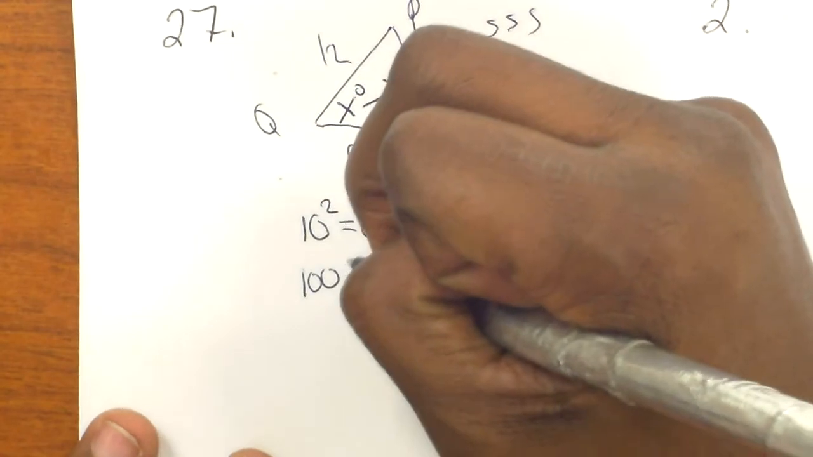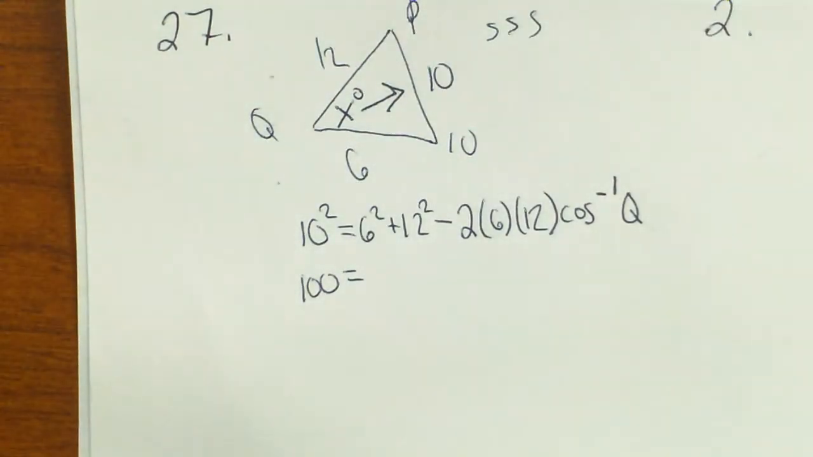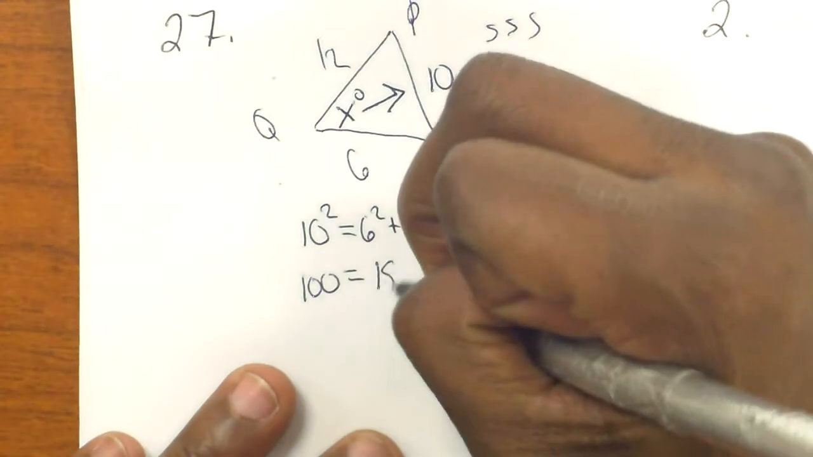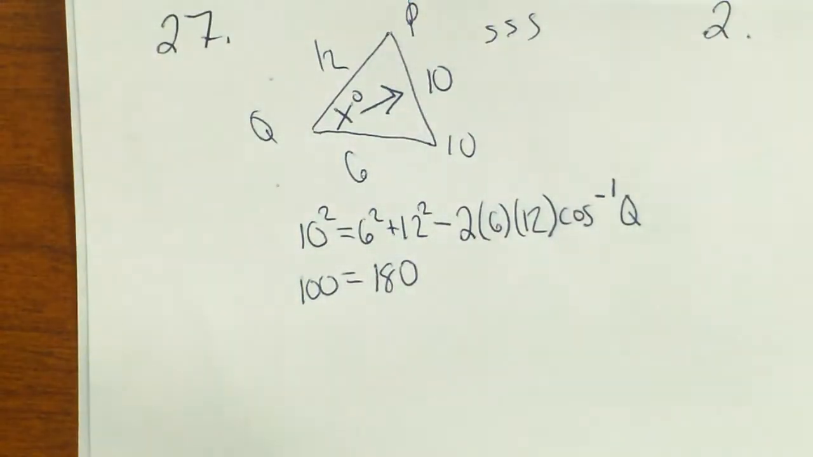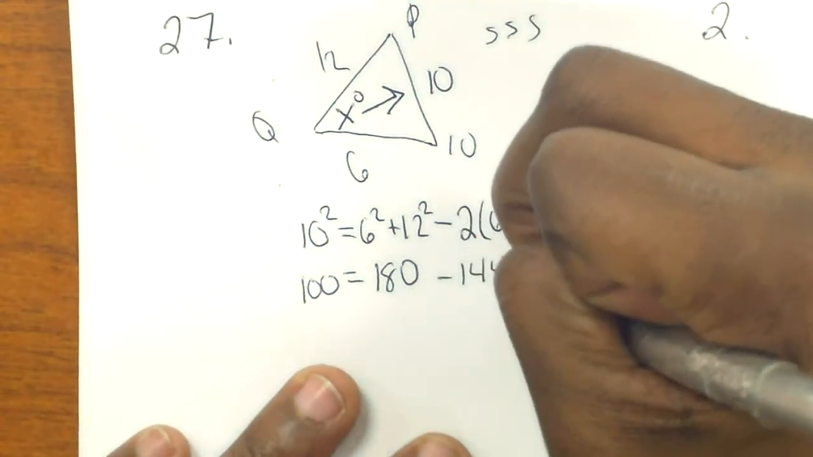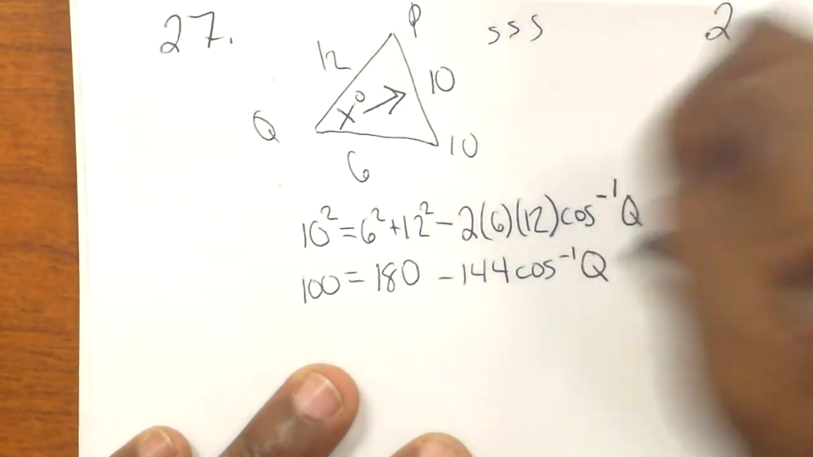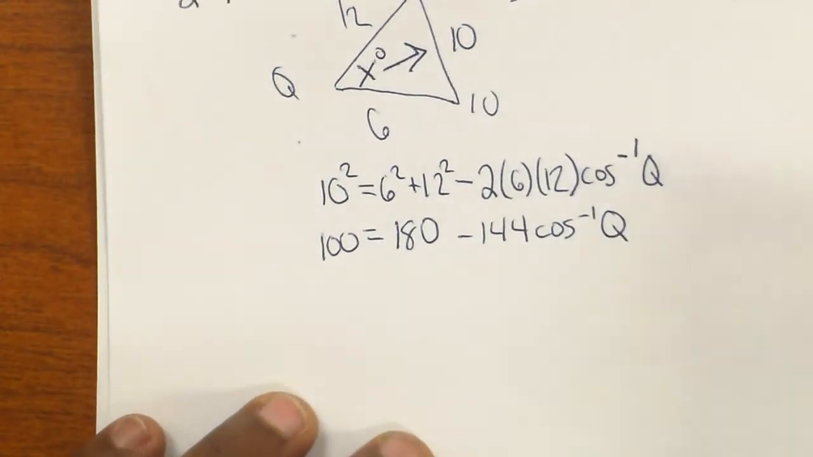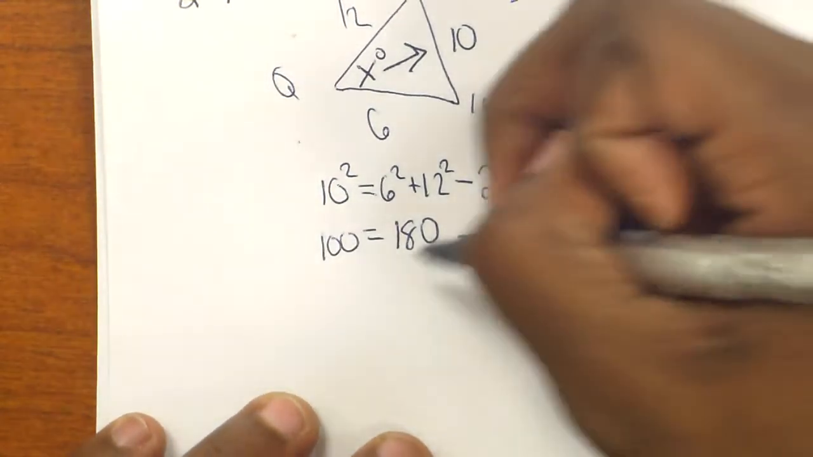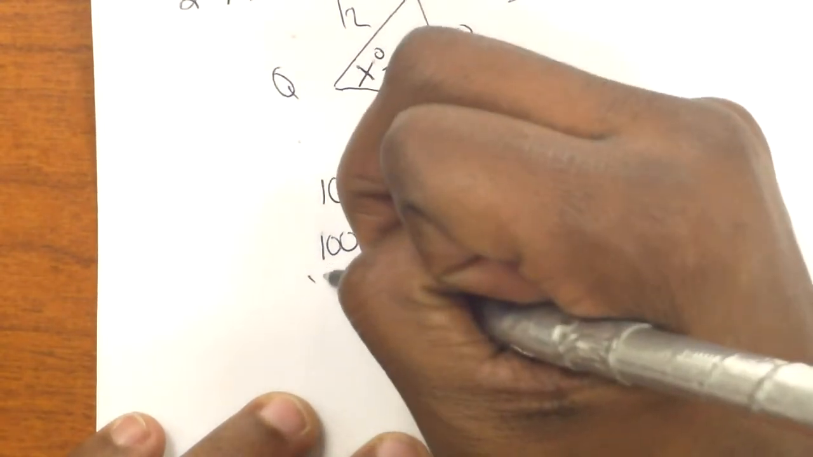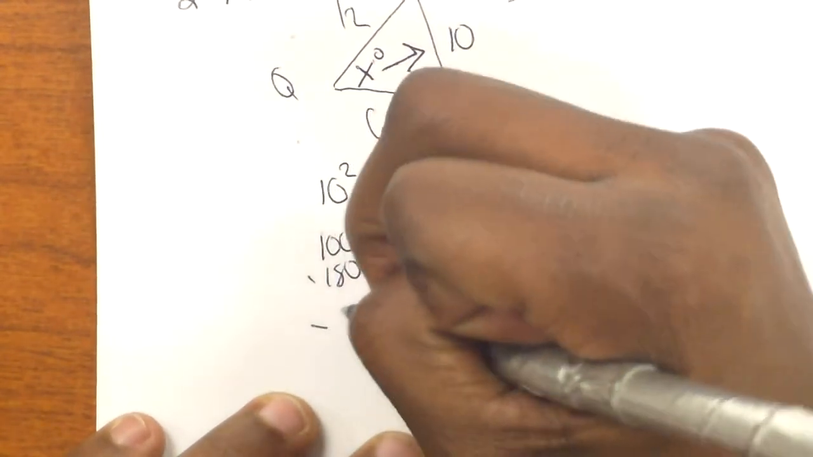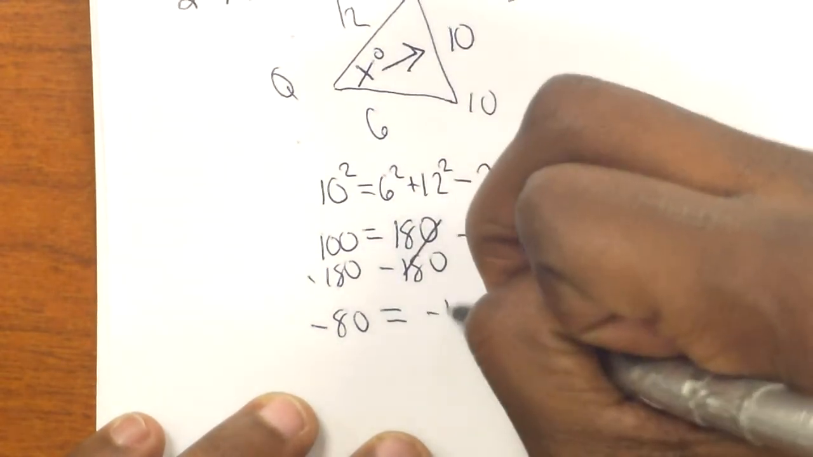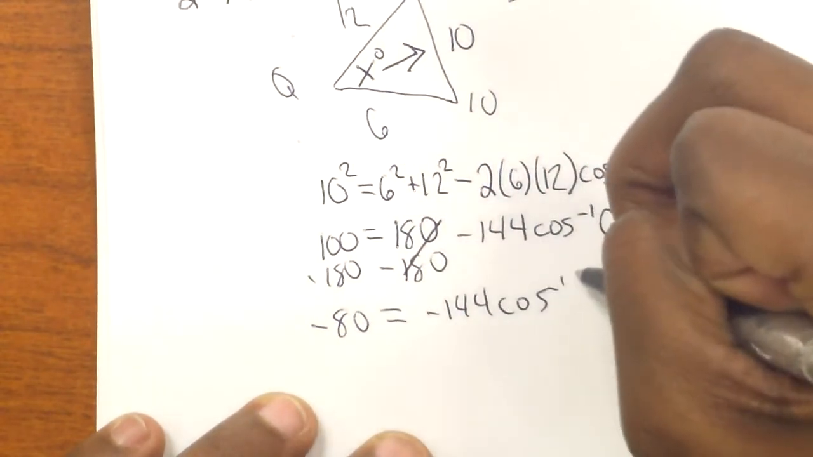10 squared is 100. 6 squared plus 12 squared is 180. And then negative 2 times 6 times 12 is going to be a negative 144 cosine inverse of Q. Here in this problem, we're trying to get Q by itself, so we have to move everything else. So we subtract 180 on both sides, and this becomes negative 80 is equal to negative 144 cosine inverse of Q.